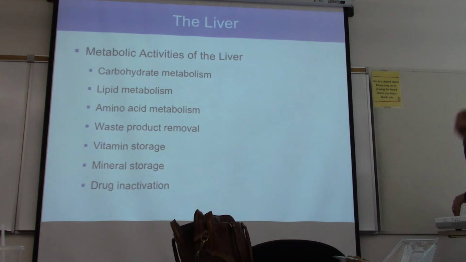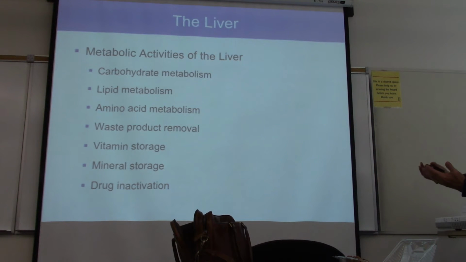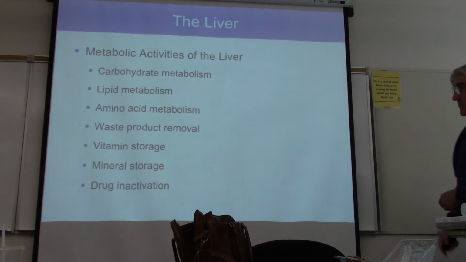What are some of the metabolic activities of the liver? Well, it breaks down carbohydrates. So that blood that just came from the intestine that's all full of sugars, that sugar can now be metabolized and you can start breaking it down even further, and the Krebs cycle can start working on it. You can start manufacturing ATP. The liver is going to help you break down the blood as it goes through the liver. The fats are going to get broken down. The amino acids are going to get broken down. Some waste products are going to be removed. Vitamin storage takes place in your liver, and drug inactivation, like I mentioned.